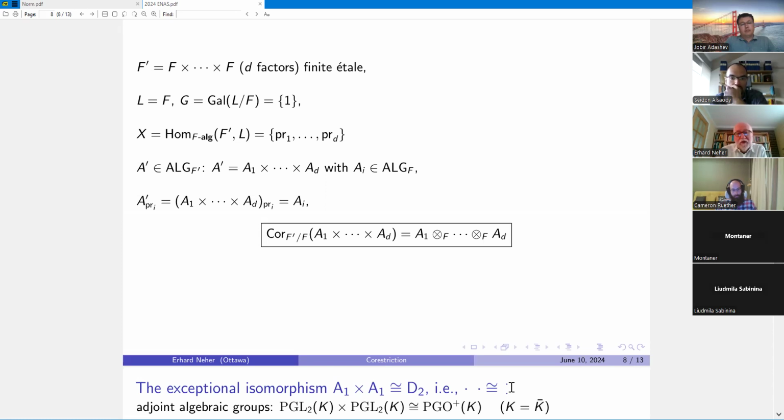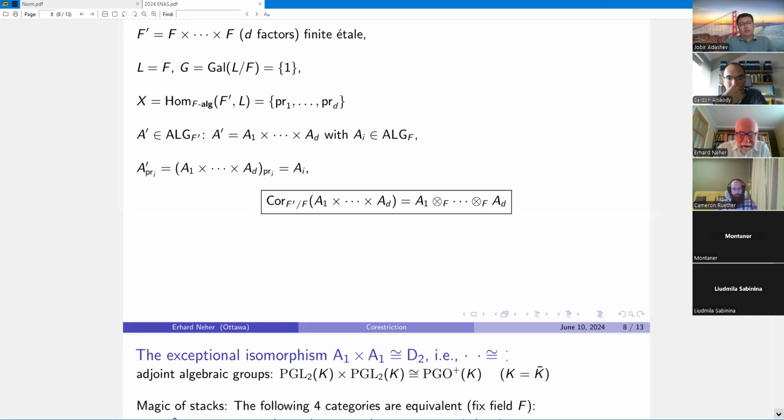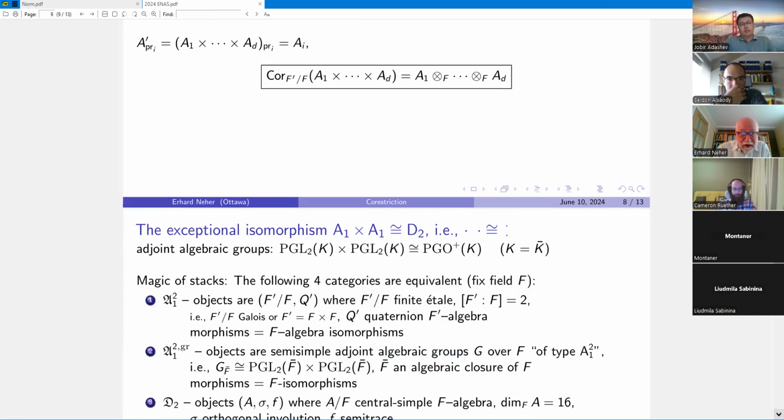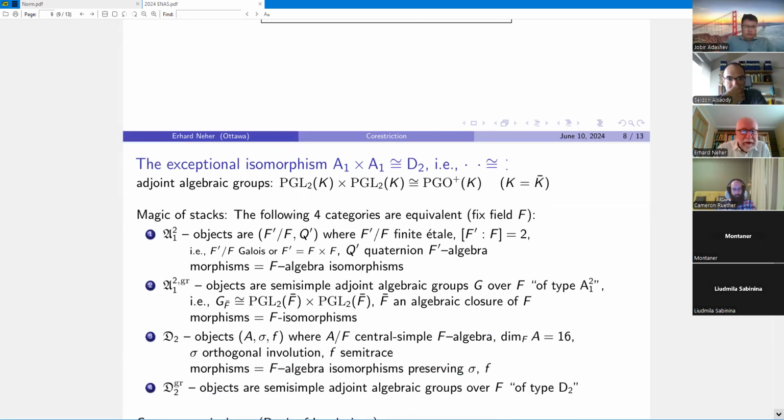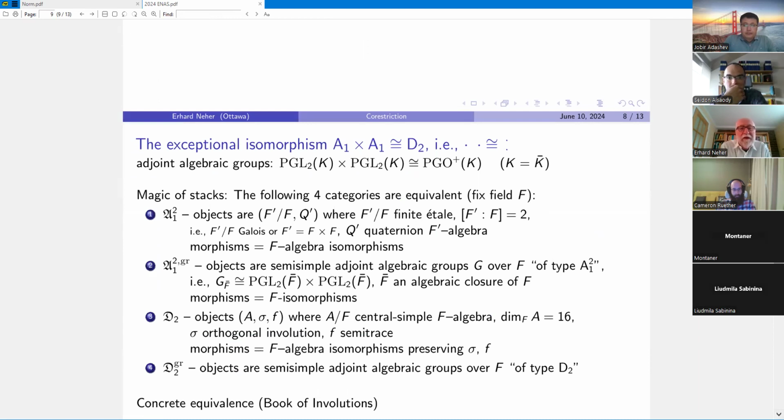PGL2 over an algebraically closed field K, PGL2 over K times PGL2 over K is isomorphic to PGO plus over K. This is the notation of the Book of Involutions. Of course, one can write down a concrete isomorphism of these algebraic groups. Now, the magic of stacks will tell you that there are 4 categories which are equivalent.